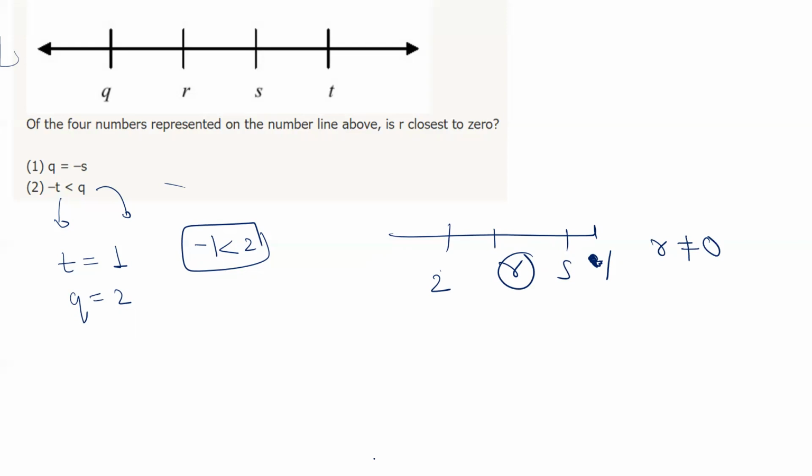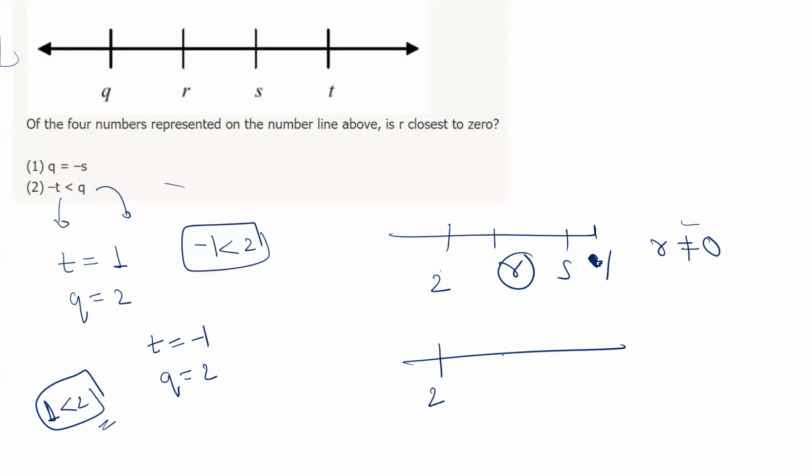We have to verify at which points the statement is partially true and partially false. In the first case, R is not equal to 0 in the second statement. But why only that? Can I take T equal to -1 and Q equal to 2? You can cross-check that negative of -1 is +1, which is less than 2. Definitely yes. So Q is equal to 2, R will be here, S will be here and T will be -1. So between -1 and 2, 0 will definitely be there.